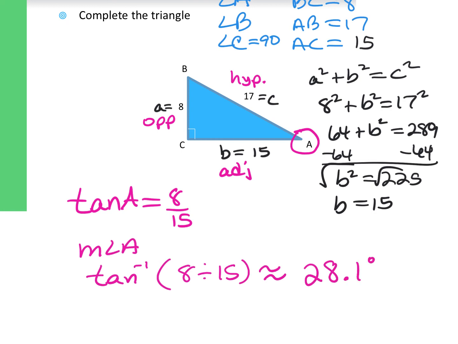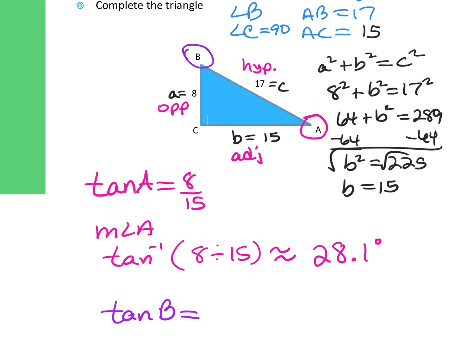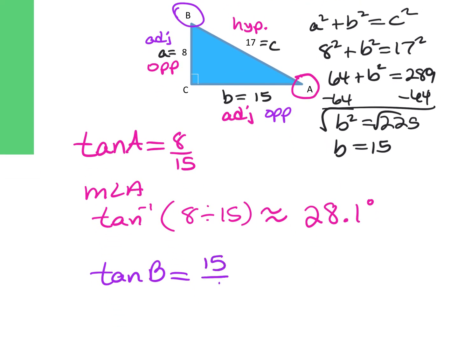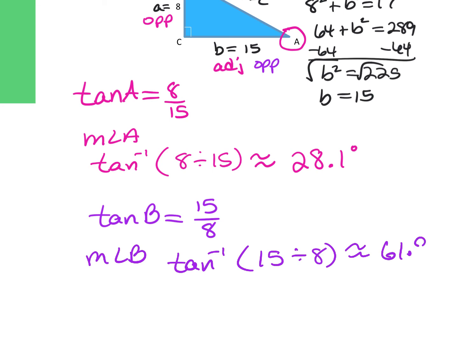Yes? What is the inverse? For angle B, let's relabel the picture. So tangent of B, here's B. Opposite now is 15. Adjacent is the 8 now. So opposite over adjacent is now 15 over 8. And now to find the angle measure for angle B, do an inverse tangent, 15 divided by 8, and this will approximately be 61.9. This is rounded to the tenths place.